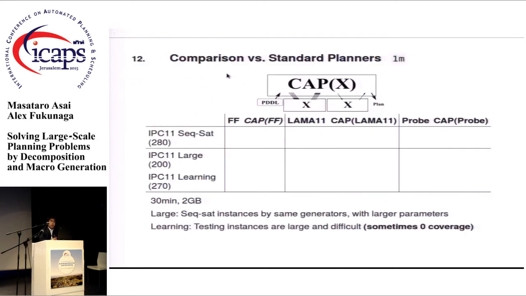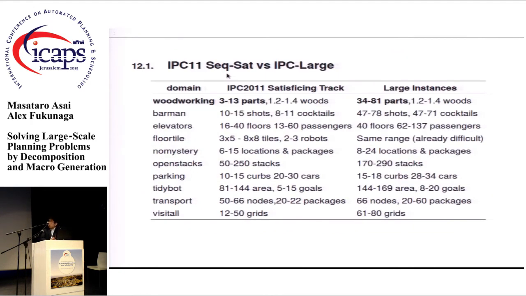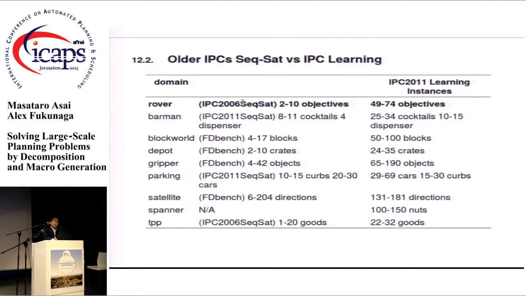Simple. Now, evaluation. We compared the standard planners against those planners wrapped by CAP. We have three sets of instances: the IPC11 satisficing track, the IPC11 large instances, and the IPC11 learning testing instances. The large instances are created with the same generators, but with larger parameters. Notice that woodworking in the large instances has up to 81 parts compared to up to 13 parts in the IPC11 satisficing track. This is the same for the IPC learning testing instances.